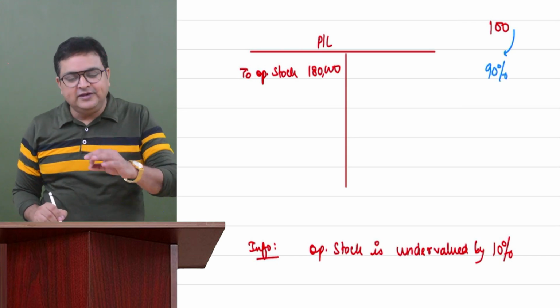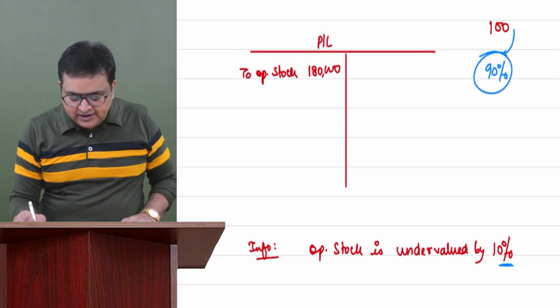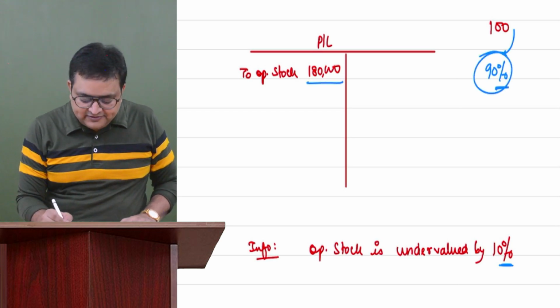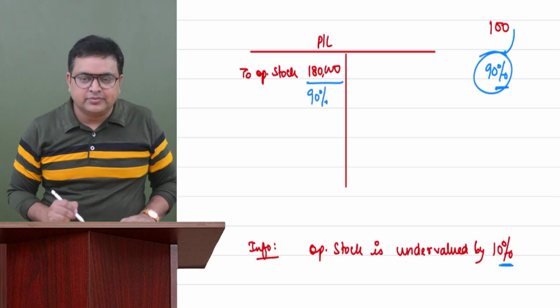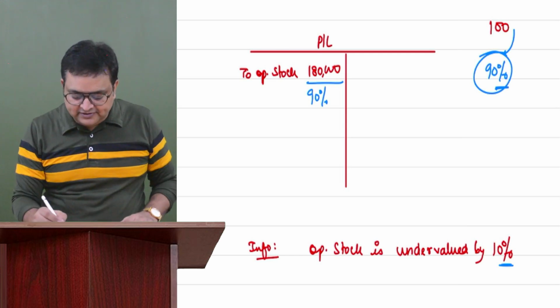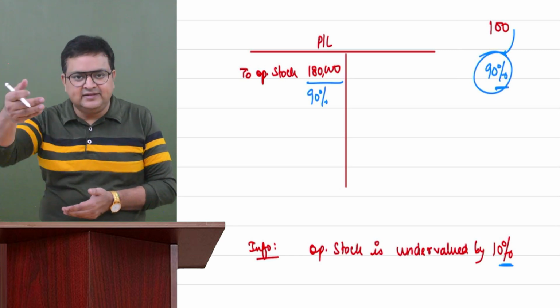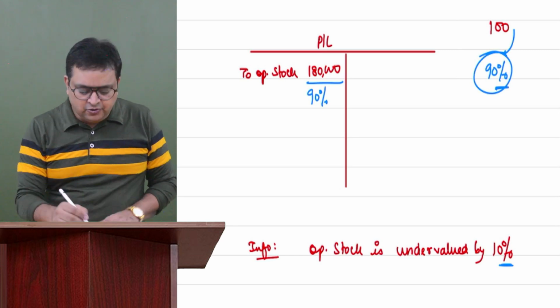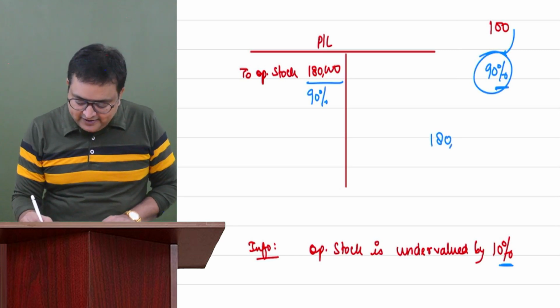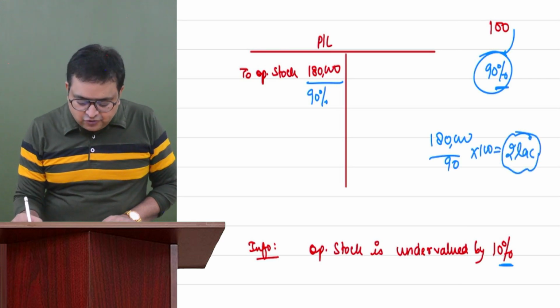Right? So opening stock is undervalued by 10%. So it means you are recording it at 90%. So this amount is equal to 90%. So you have to rectify it. So what will you say, what should be the correct amount? You can easily do this on your calculator. 1,80,000 divided by 90%. Or if I show you here, it would be 180 divided by 90 into 100. So it will come to 2 lakh rupees. So your correct stock should be 2 lakh.